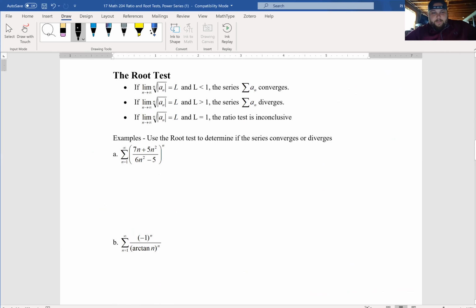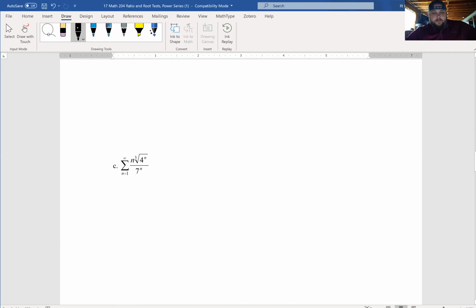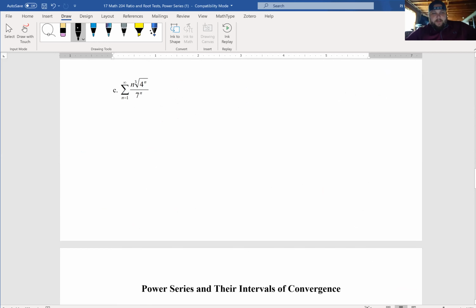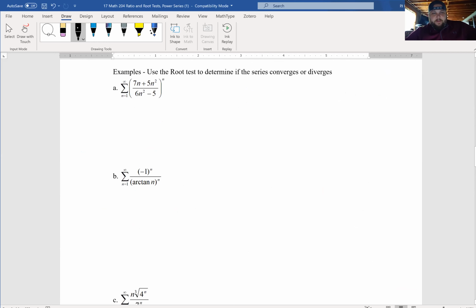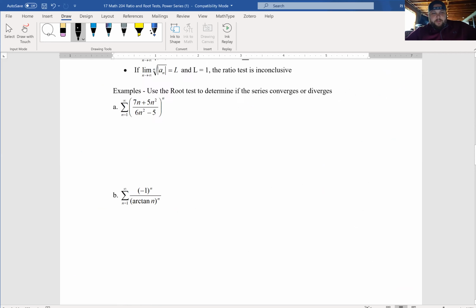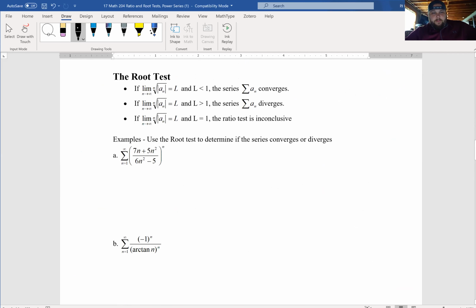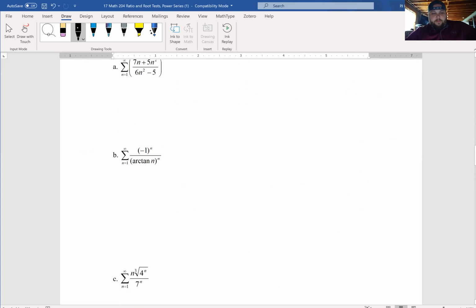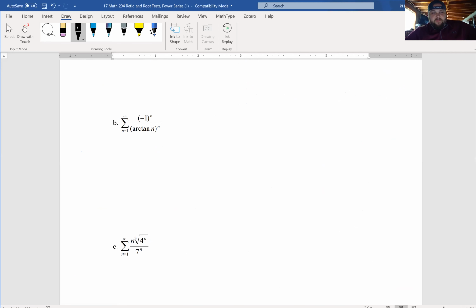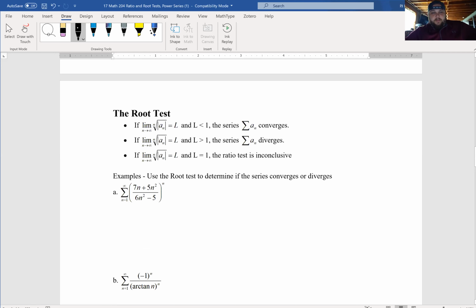So let's go ahead and look at the root test. After I do an example, maybe two, we'll see, I'll let you guys try this in your groups. Let me see which one of these I want to do. I typically give you guys C here, but let's see.